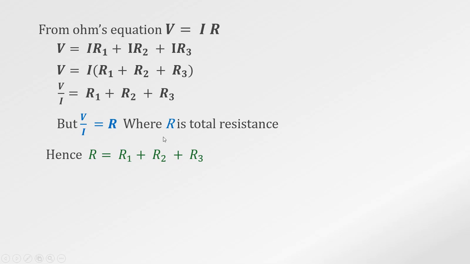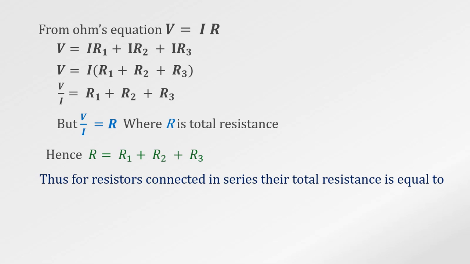This total resistance, as you will see later, is also called the effective resistance. So for resistors connected in series, the total resistance is the sum of the individual resistances. When we add, we just add and we get the total resistance. How about for parallel?